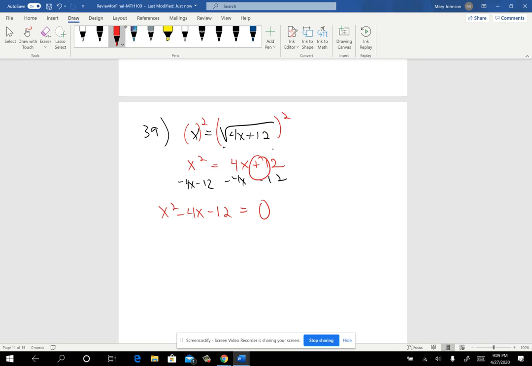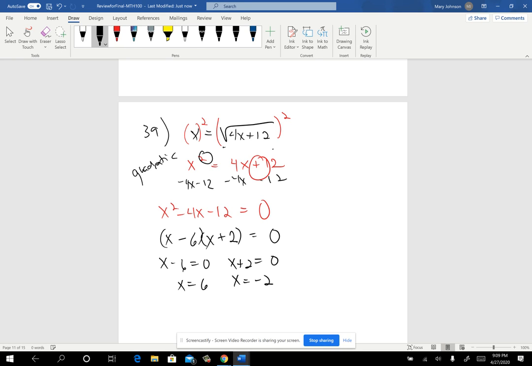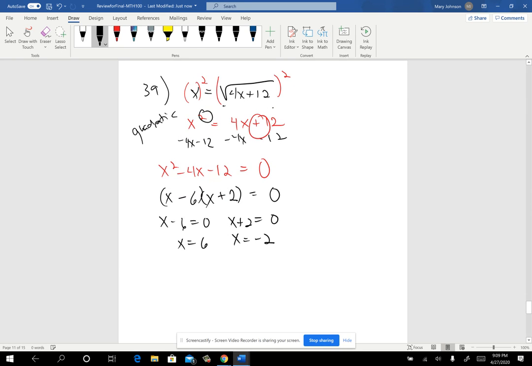All right, and the reason I did that is this turned out to be quadratic. So I needed to get a 0 on one side. And then I'm going to either factor or use the quadratic formula. And I definitely want to try factoring first. 6 and 2 should work. Minus on the 6, plus on the 2. I double checked it and it worked. So we set those equal to 0. And we wind up getting these two answers.